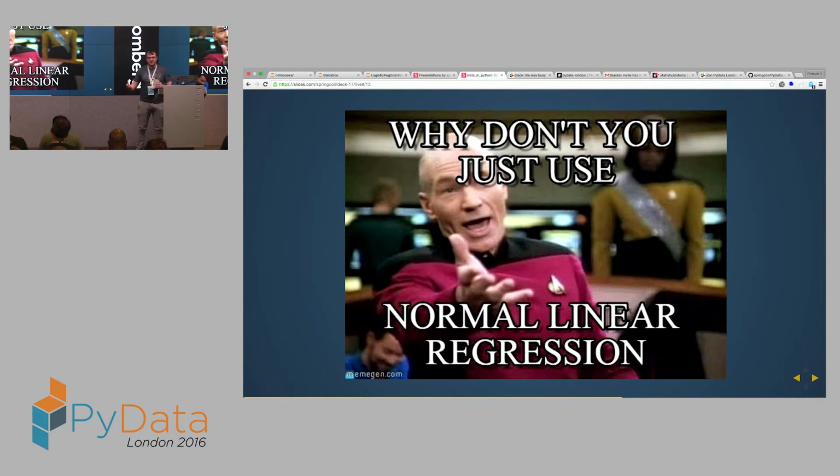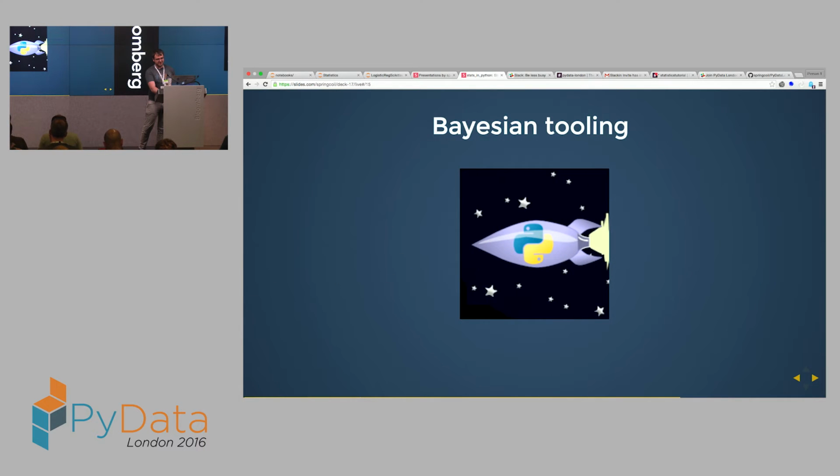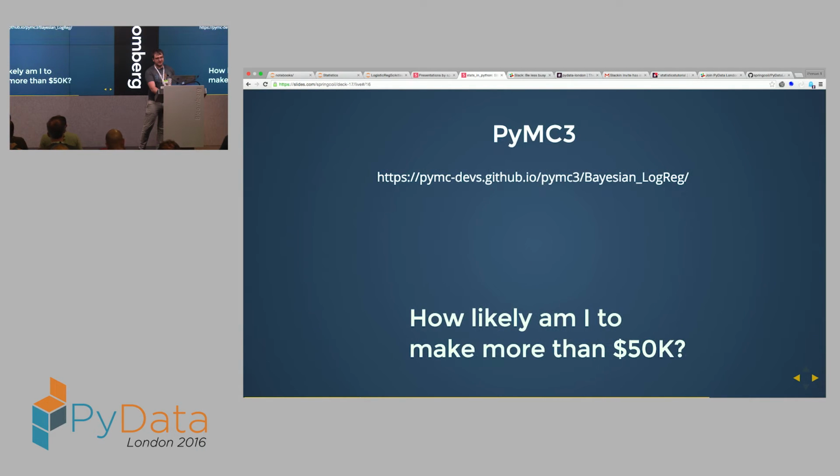The other thing is that we generally talk about normal linear regression. I'm only going to talk about logistic regression in this talk, and I'm going to talk about these 3 schools: Scikit-learn, Statsmodels, and PyMC3. I'm giving you guys all time to get set up as well here. And you have Bayesian tooling, and most of the tutorial will be based on one of the pieces of documentation that is up online on the PyMC3 website.